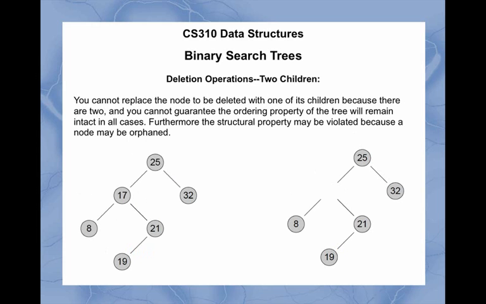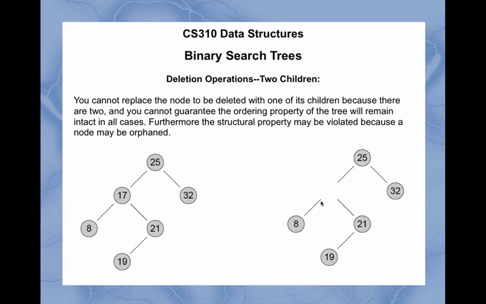The deletion operation in the case of two children is more complicated. It is difficult because of the structure of the tree. So in the example here, imagine that we're deleting the 17. Well, if we delete the 17, we can't just replace it with a child. If we replaced it with the 21, what happens to the 19? We could, in fact, replace it with the 8, and that would work, but there is no way to know for certain that this would work correctly.